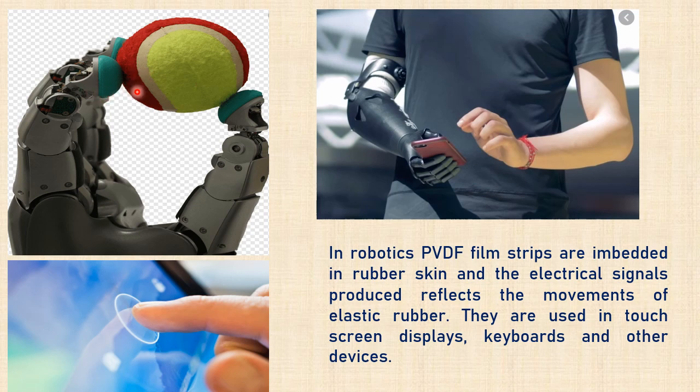So when I'm trying to catch a ball, there is a mechanical deformation, and this rubber skin responds because there are tactile sensors in it. So this rubber skin responds to the movement. Now the same principle we use for prosthetic arms, and these tactile sensors are used in screen displays like this, keyboards, and many other devices.